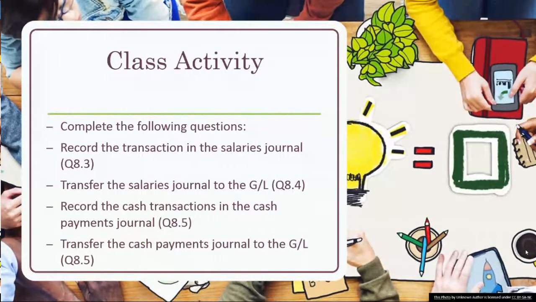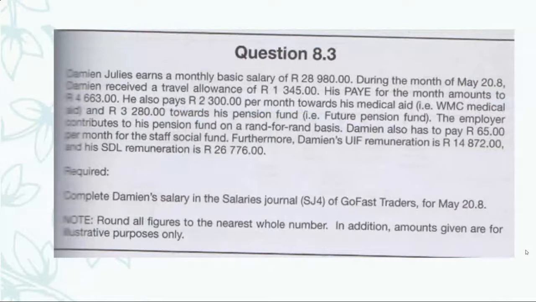So what I want you guys to do is in your textbooks, question 8.3. In my textbook it's on page 237, but it should be in yours on 241 or 242. I've also put it on the slide. I know it's a bit blurry; the scanners are a bit difficult with the textbooks. So let's go through the information of question 8.3. This is the information you're going to use to complete the salary journal in your workbook.